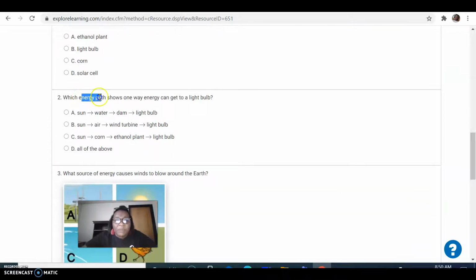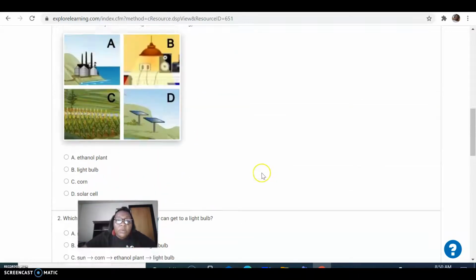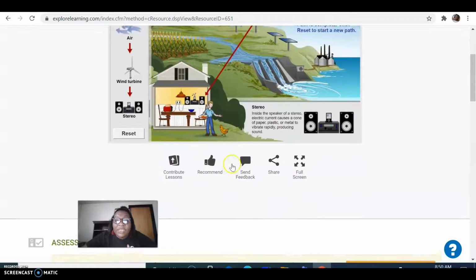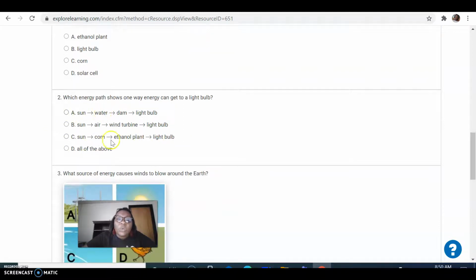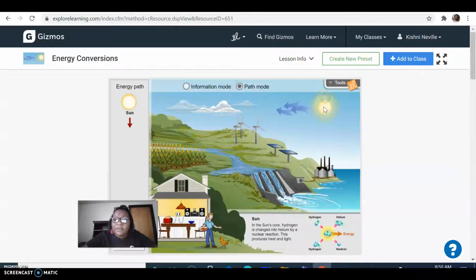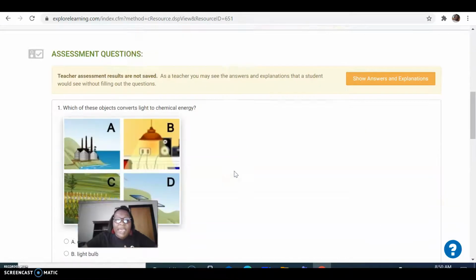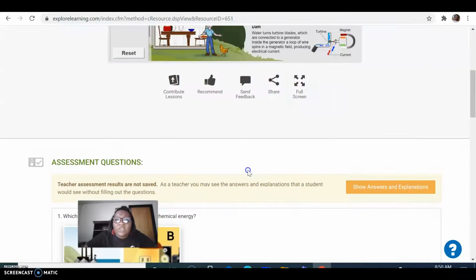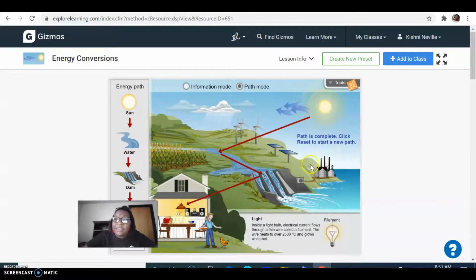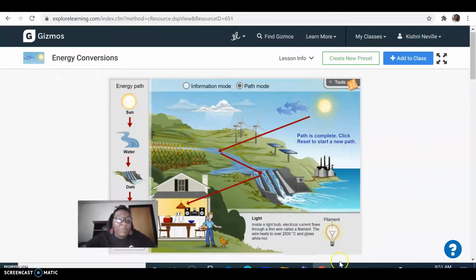Number 2, which energy path shows one way energy can get to a light bulb? So you may have to play here with this. Click reset so you can start again and really play with it to see which one of these can get energy to a light bulb. If I were you, I would try out each one of these. Click on the sun. Does the sun's energy then go to water? It can. And then, does it go to the dam? It can. And can it transfer to a light? It can. And so that could possibly be your correct answer.